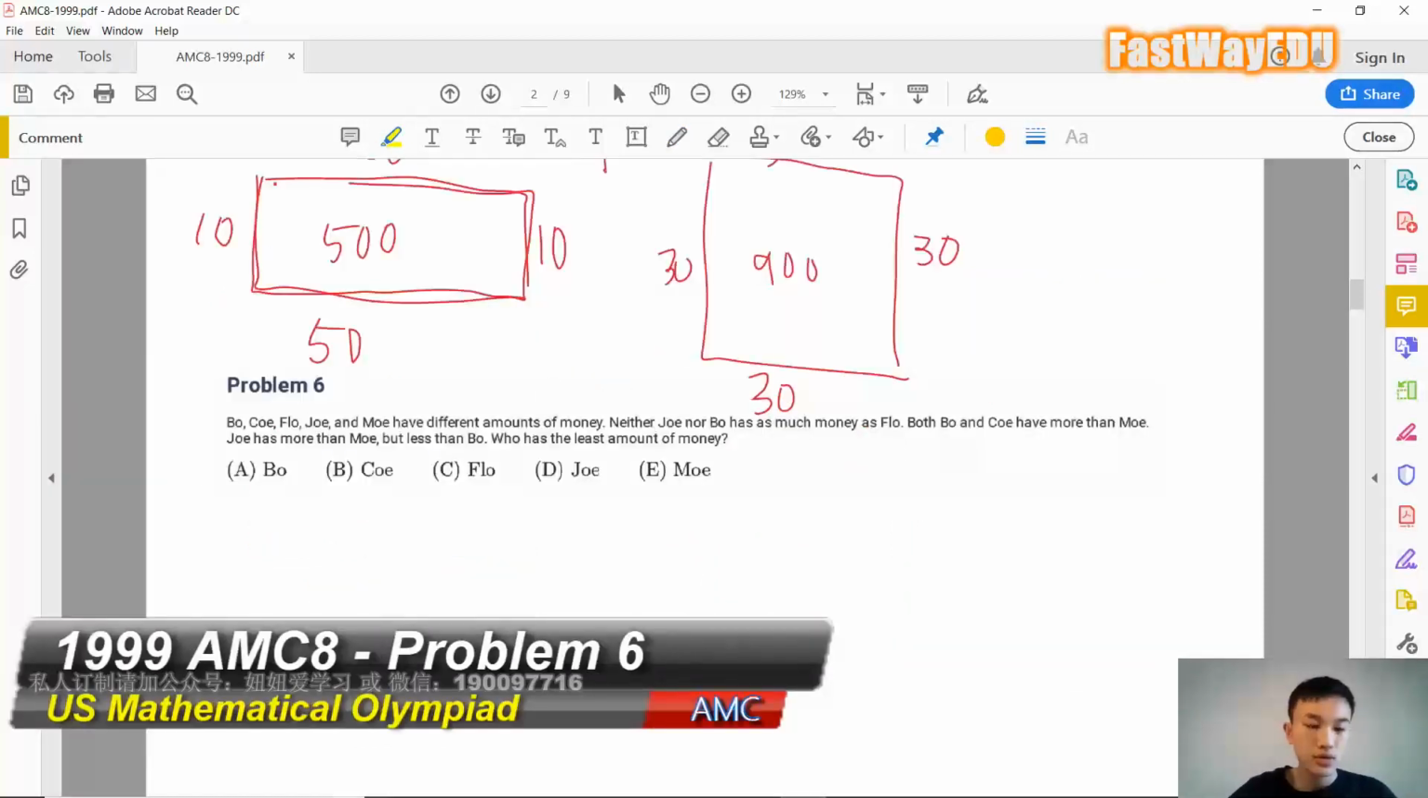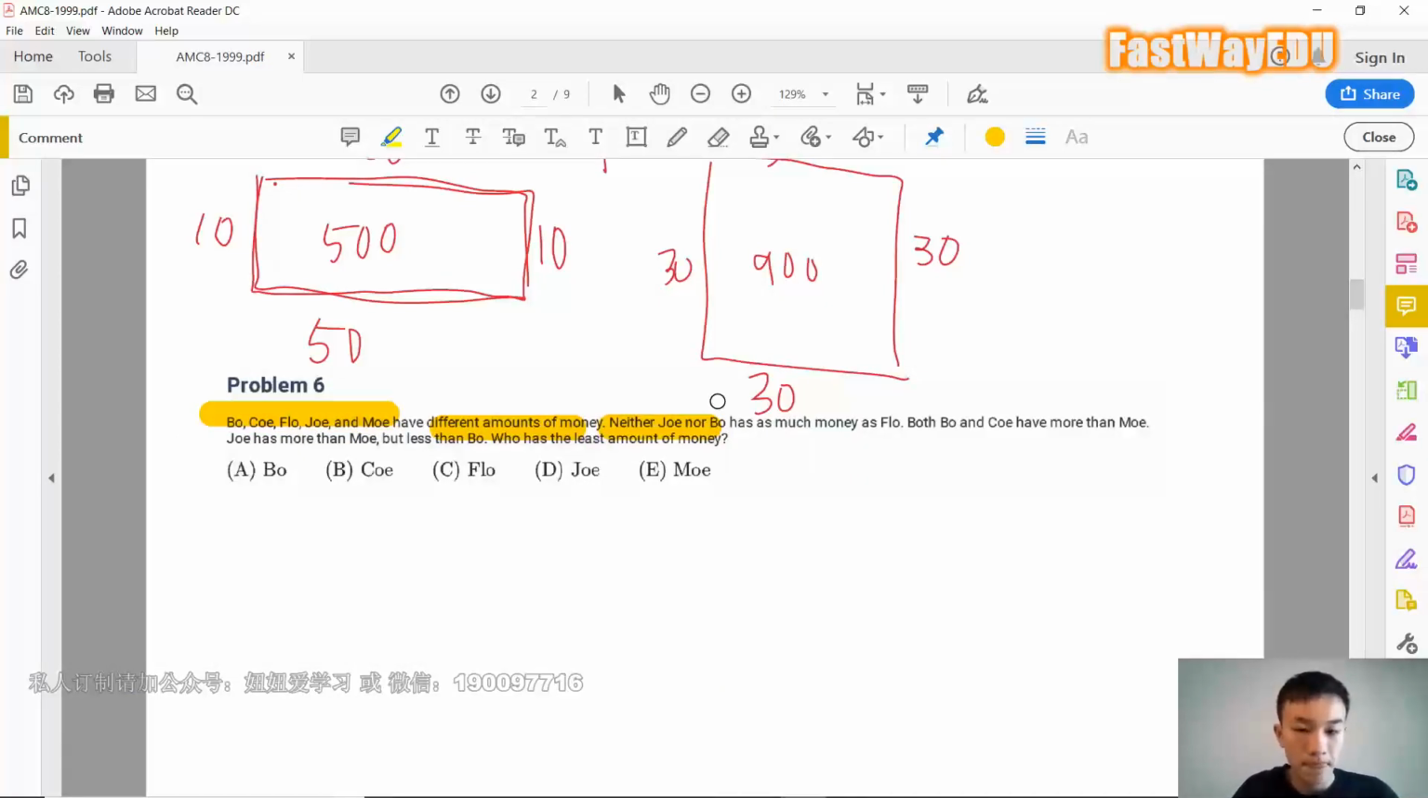Problem 6. Bo, Ko, Flo, Joe, and Mo have different amounts of money. Now neither Joe nor Bo has as much money as Flo. Now both Bo and Ko have more than Mo. Joe has more than Mo, but less than Bo, who has the least amount of money.